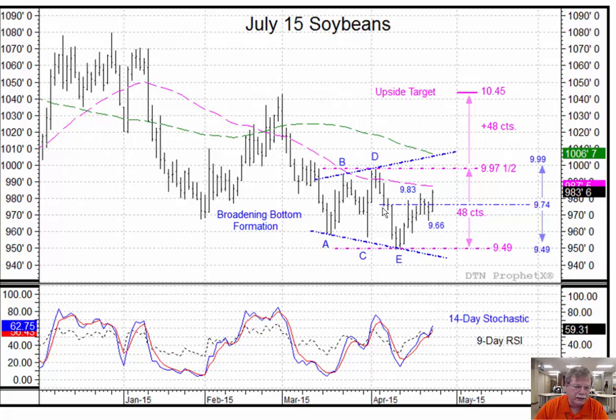And then with today's push above the early week high of 983, that really shores up this formation as at least a potential to have some punch that could give soybeans a pretty good rally as we move on into the first part of May or so.